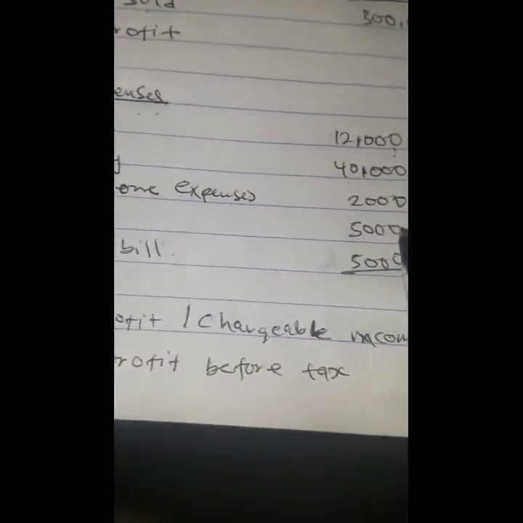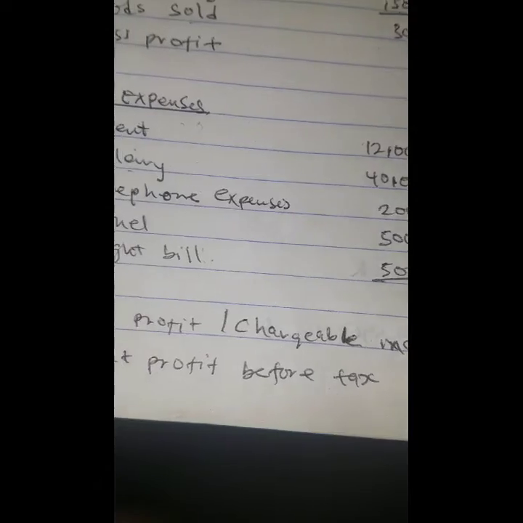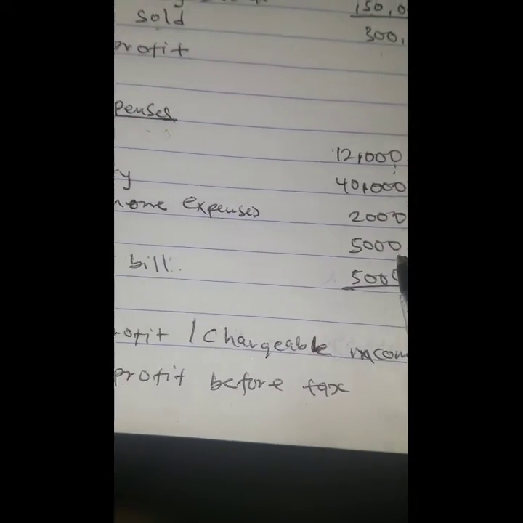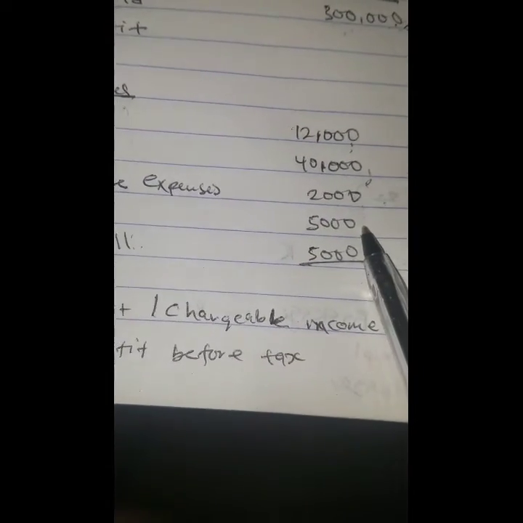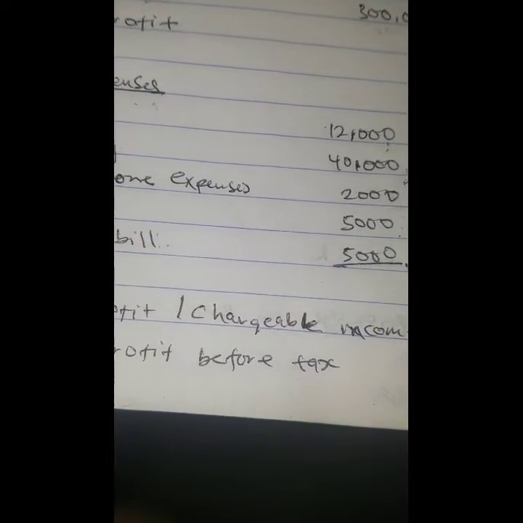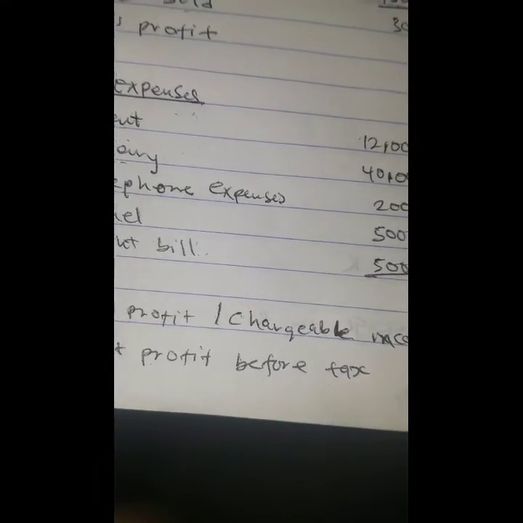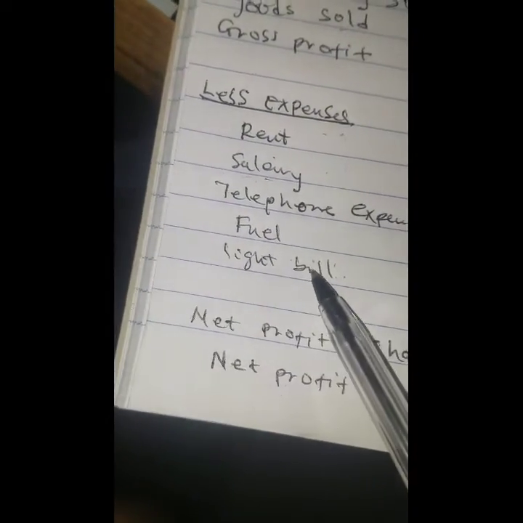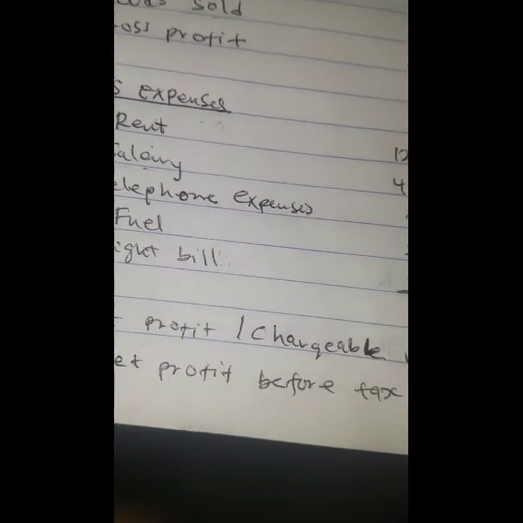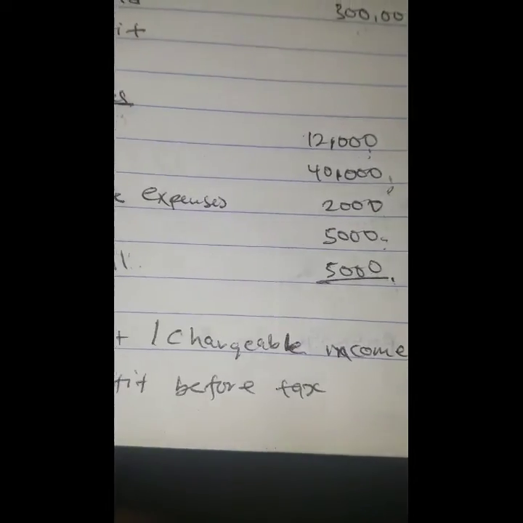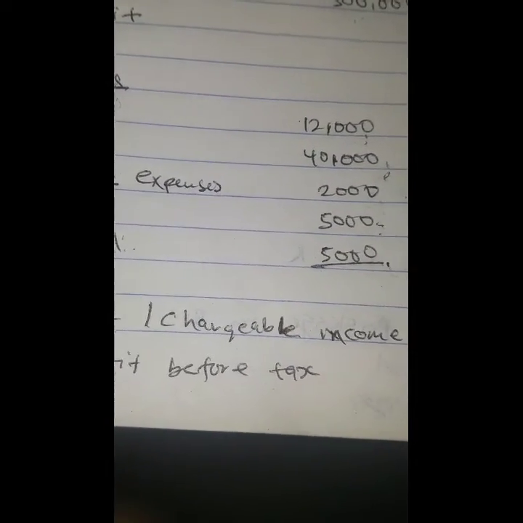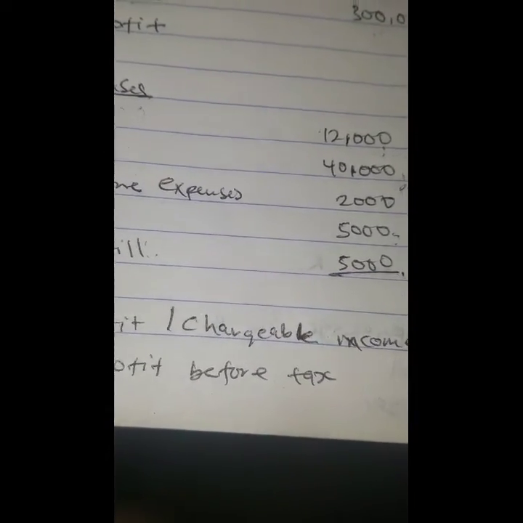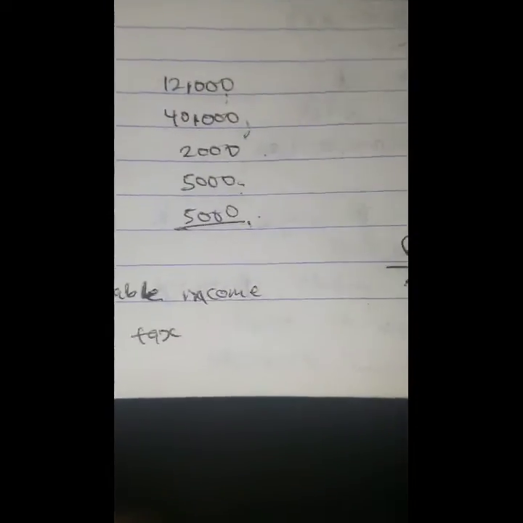Your fuel, when you buy fuel from any filling station, take a receipt, and then that receipt, when you sum them up, you get some figure like this. That is an example, so you can arrive at something like this. It's normal. Then you take your light bill, the bills that you've been paying. Nowadays we have prepaid, and when you buy prepaid, they give you a receipt. You need to keep them to tell JR that this is how I arrived at this money as my expenses.